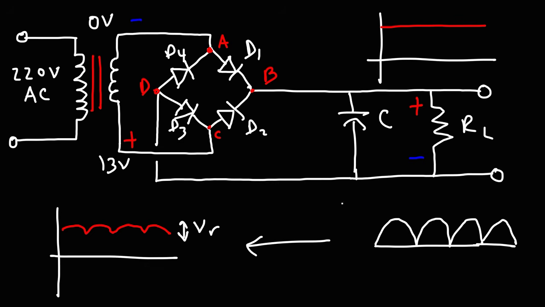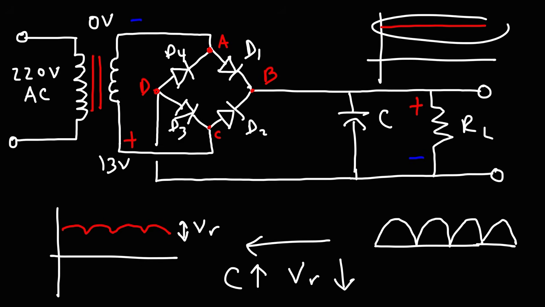Now, by increasing the capacitance of the capacitor, you can decrease the ripple voltage. So the greater the capacitance, the more the output will look like this. It won't be perfect, but it will be, for the most part, fairly steady. So it's important to introduce a capacitor at the output.